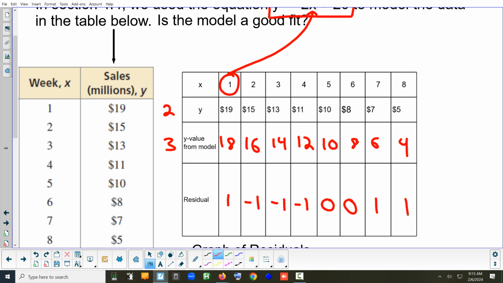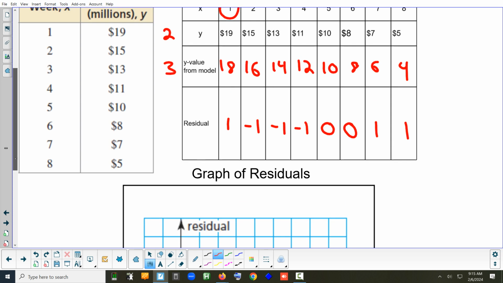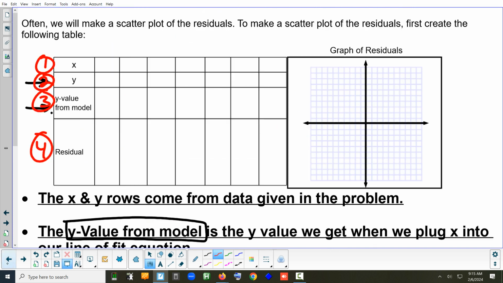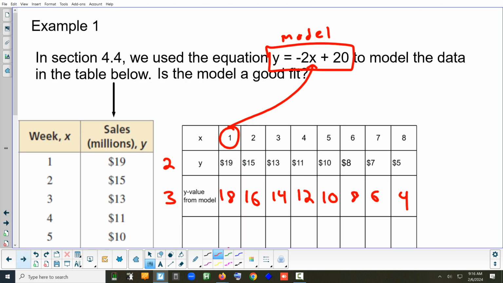Okay, so that looks like it's going to be pretty good. So let's graph those residuals and see how good they are. It says on the last step that the graph is going to be x, comma, residual. That's what we're going to graph right now. So let's go to our table. For x, I'll just highlight it.